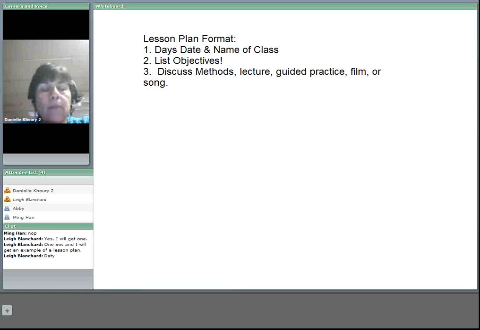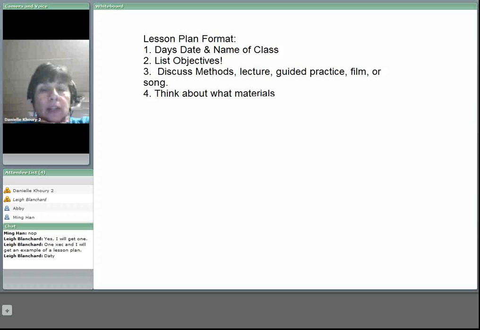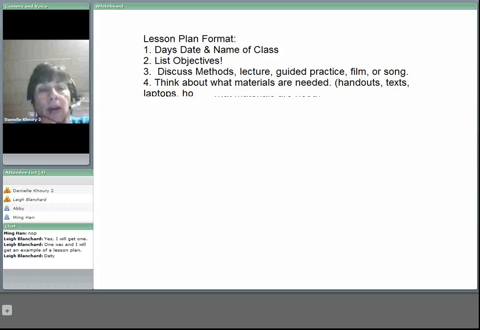The next step would be to think about what materials are needed. For example, if I'm going to give a lecture, I need to have my PowerPoint prepared. I need to bring my laptop to school, make sure that the projector is working in the classroom. I might also need certain pages from the textbook, and in that case, I would ask students in advance to bring their books to class. I might also require that students bring their homework from the previous class so that we could use this for practice in session.